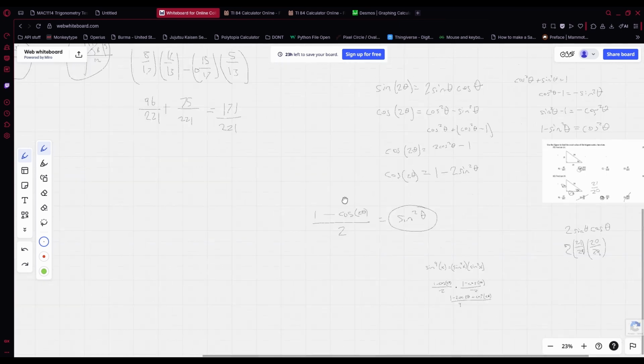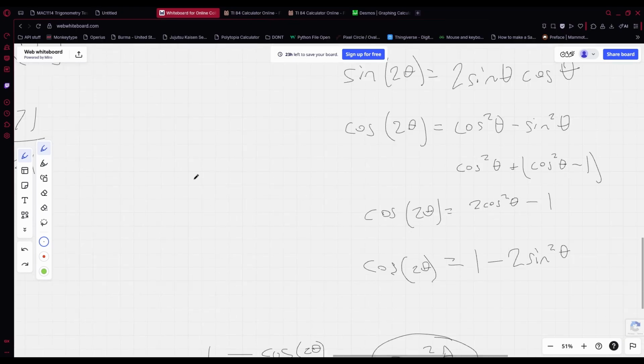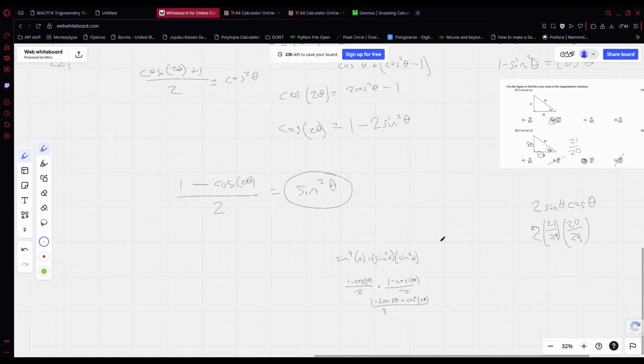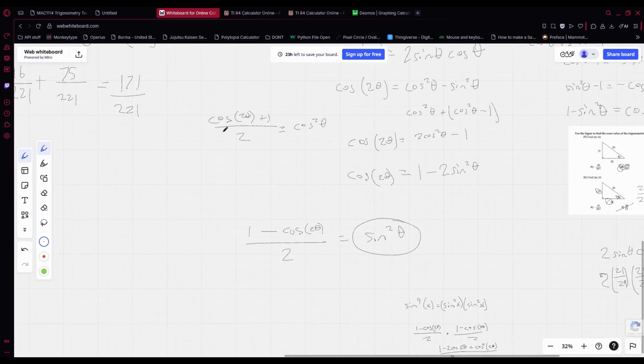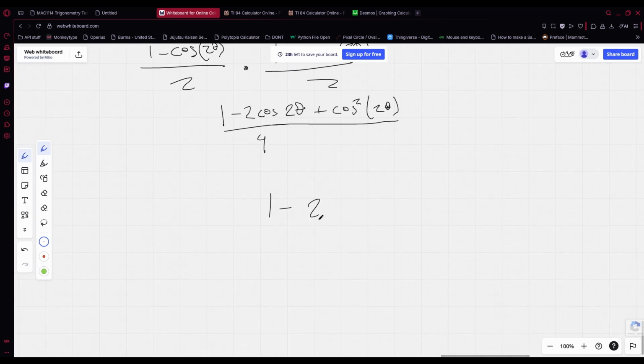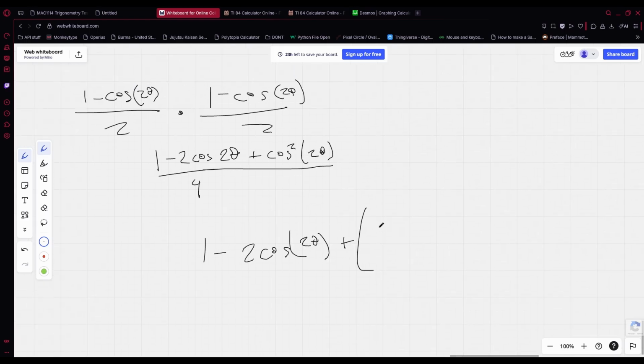Well, we just derived the other formula. So we want to power reduce this. So we're going to say cosine 2 theta plus 1 over 2 is equal to cosine squared theta. We can substitute that. So we're going to say cosine 2 theta plus 1 over 2, 1 minus 2 cosine 2 theta plus cosine 2 theta. But wait!